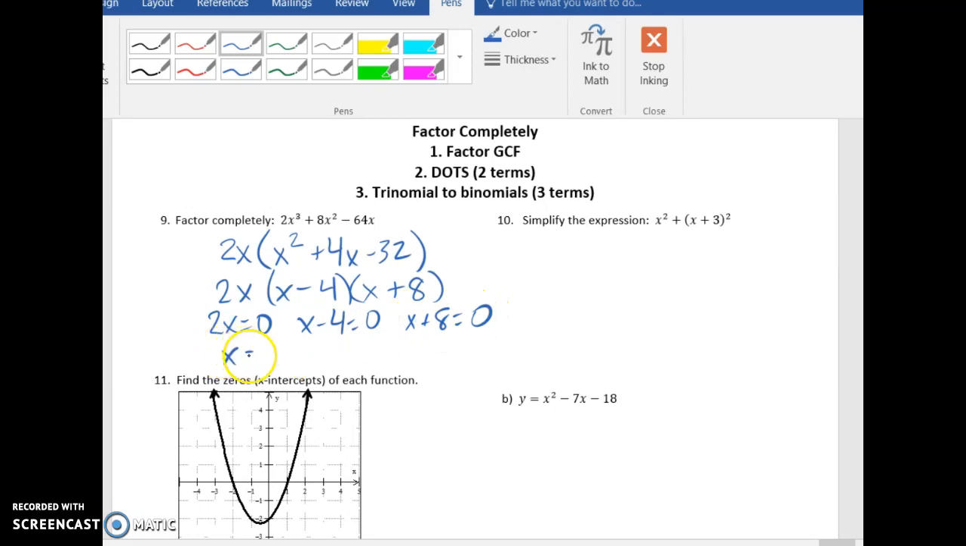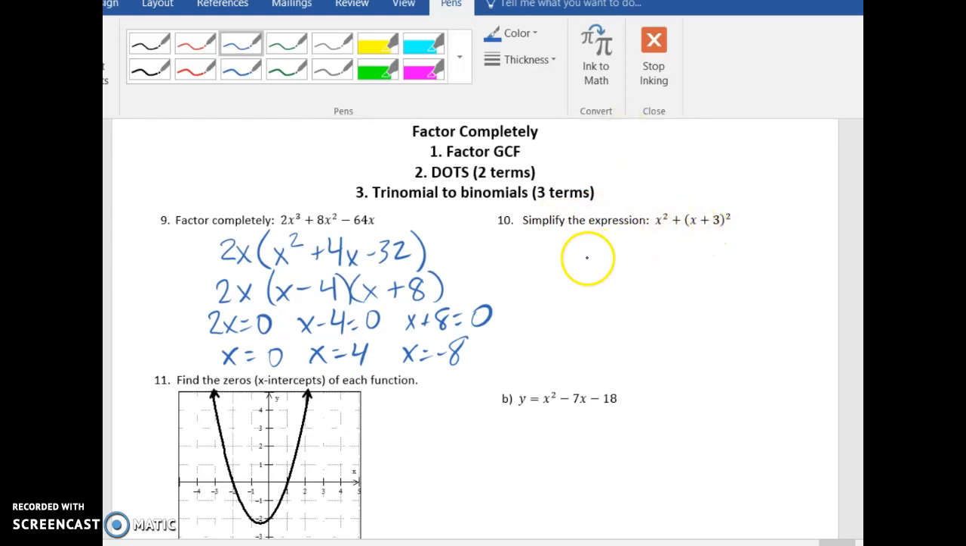Each factor equals 0. So this one's going to be x equals 0, this one is x equals 4, and this one is x equals -8. If you graph this, put this in your y equals, these are going to have 3 x-intercepts.